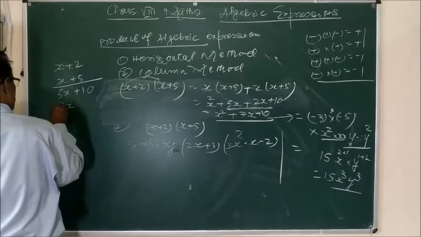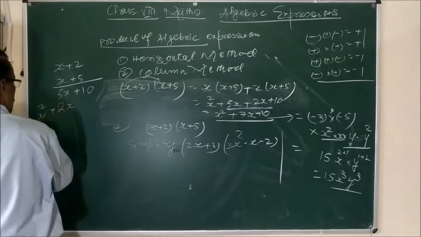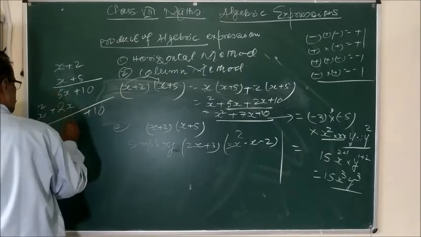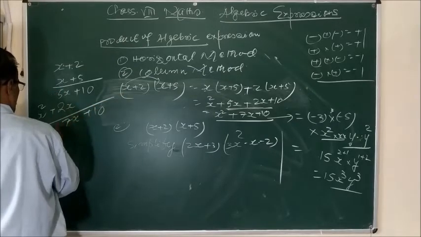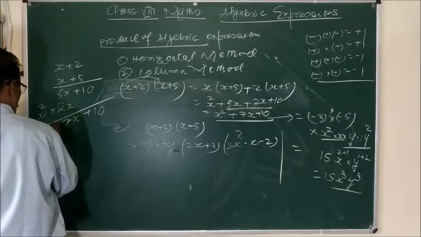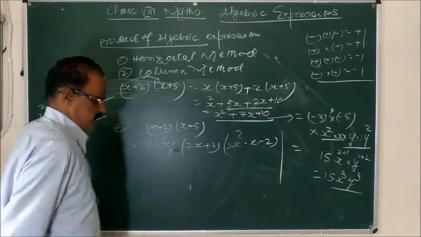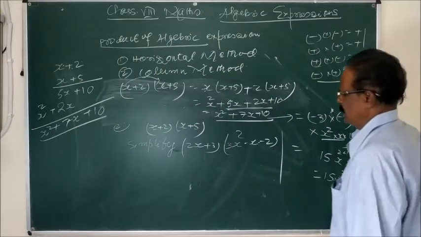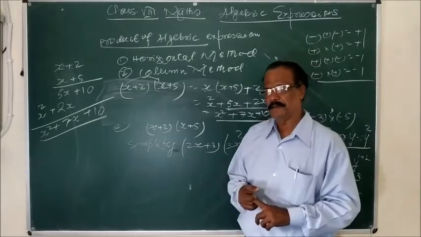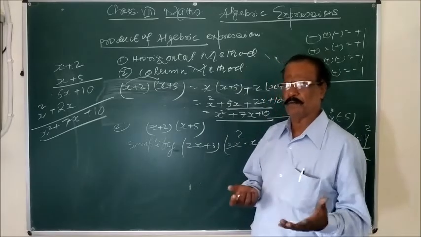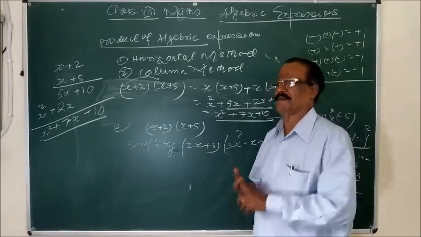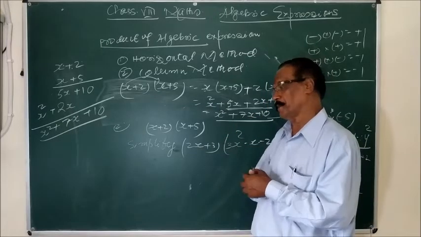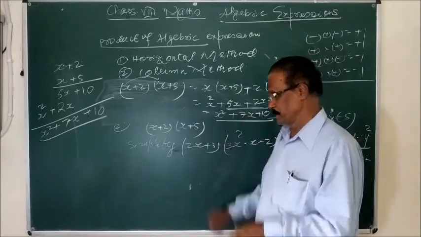Or x into x, x squared. These are unlike terms. Now this will be 10 plus 5x plus 2x is 7x, and this is the x squared. This is the product, and this method is called the column method. So you can multiply two binomials or a binomial by a trinomial. So any polynomial, if you multiply by any other polynomial, the rules will be the same.